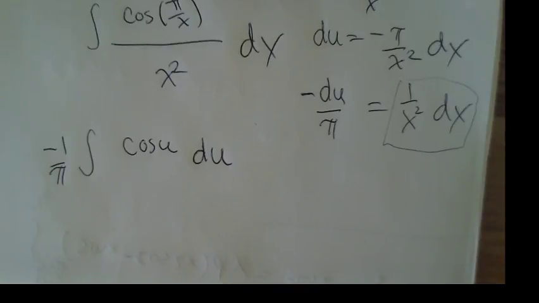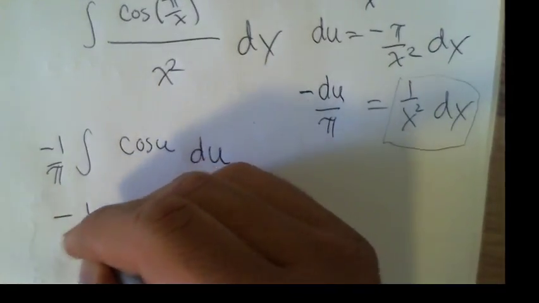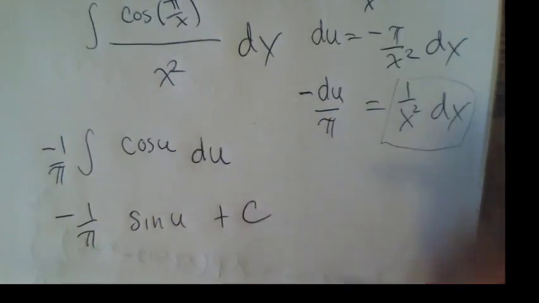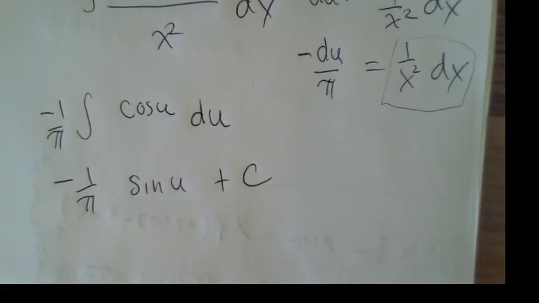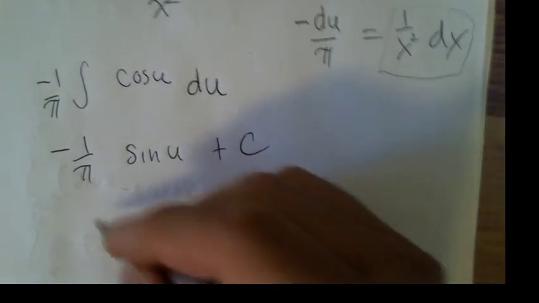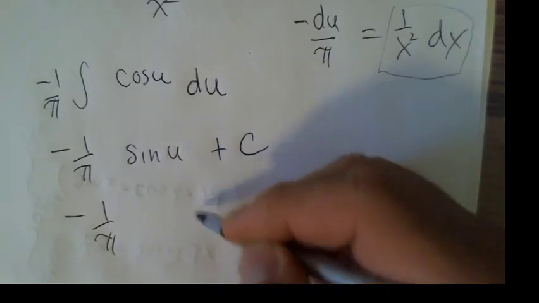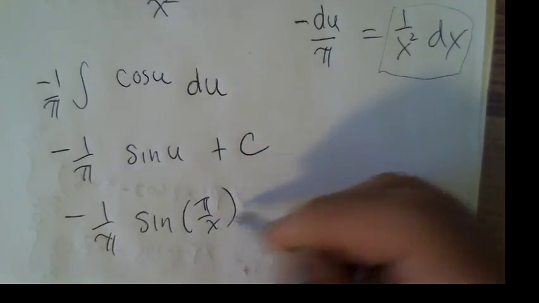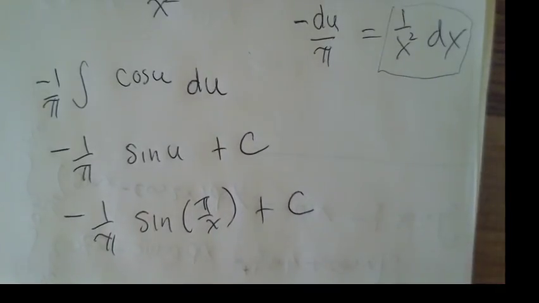Okay, and now notice that with those substitutions, I have something that is one of our basic integrals. The integral of cosine of u is sine of u. And again, don't forget the plus c. All right, and then the last step is let me back substitute my u: negative 1 over pi sine of pi over x plus c.